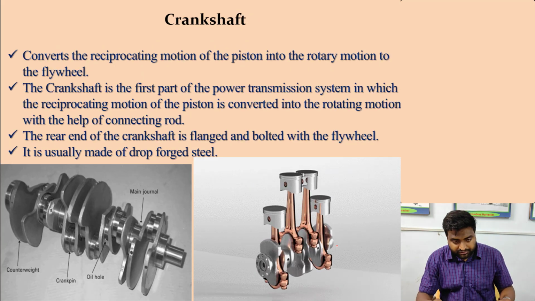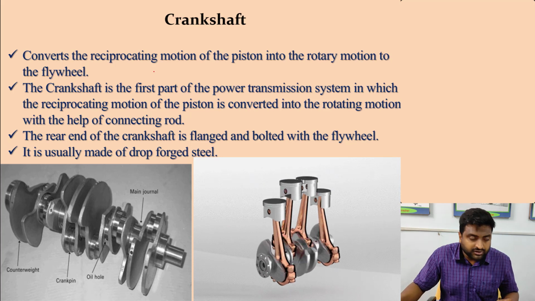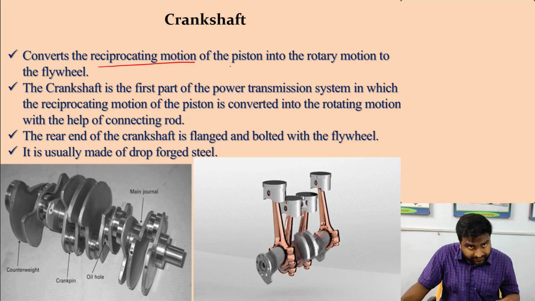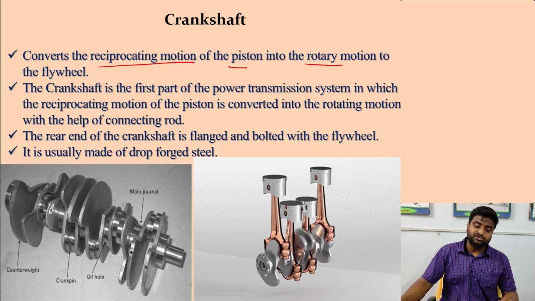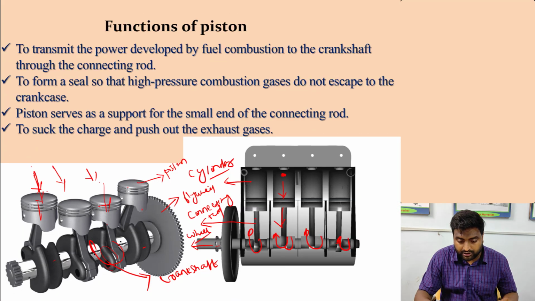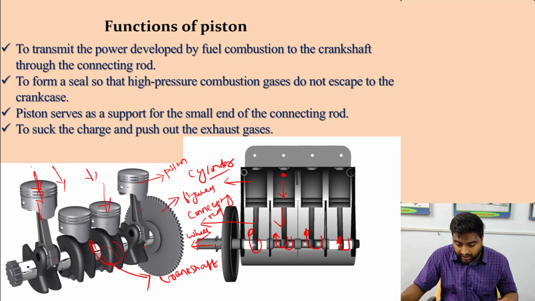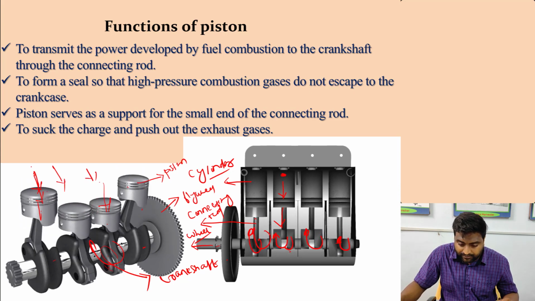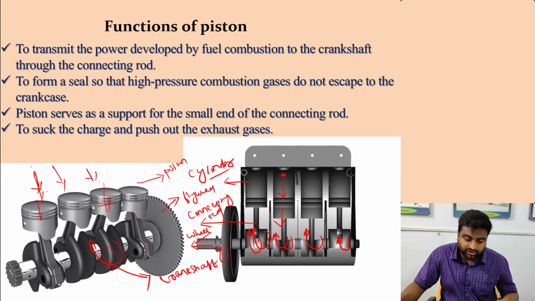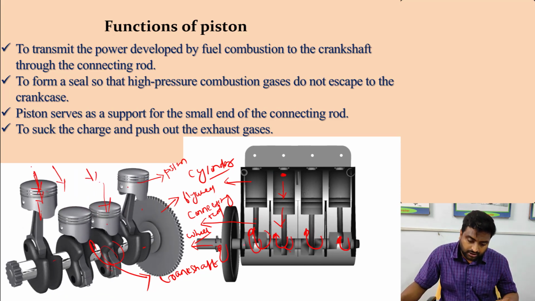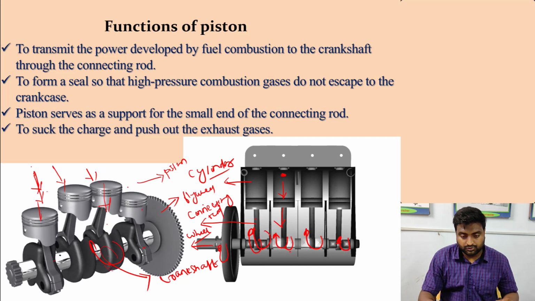Then what is the crankshaft? The crankshaft is the part which converts the reciprocating motion of the piston into rotary motion of the flywheel. As I have shown you in the earlier figure, the crankshaft is connected to the flywheel. So as the crankshaft rotates, the flywheel also rotates. That means the crankshaft helps to rotate the flywheel.